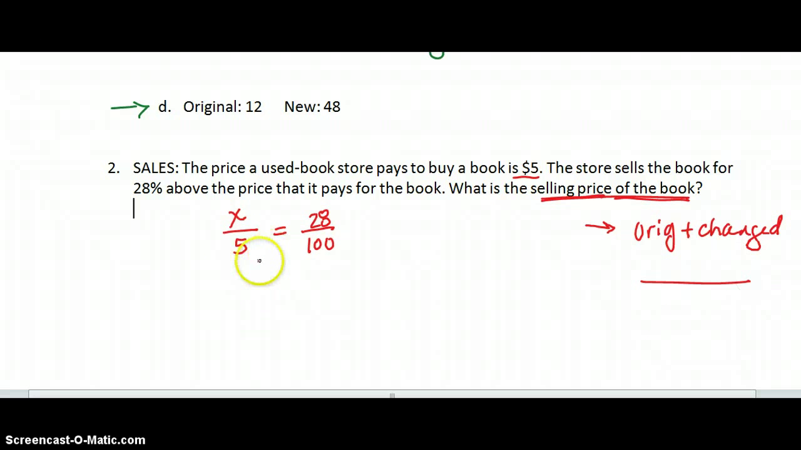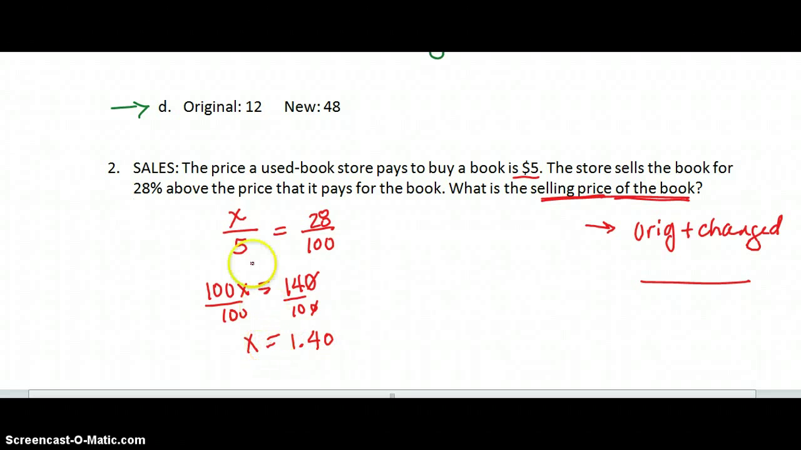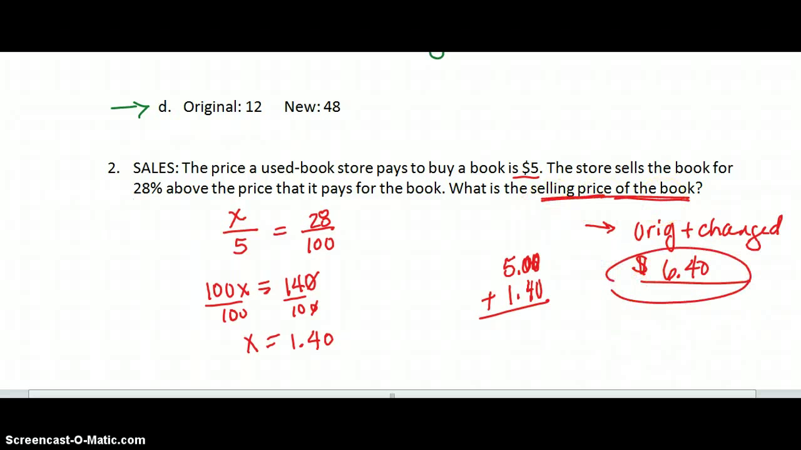Alright, so as we cross multiply here, 5 times 28 is 140. Divide by 100. And x is going to be 1.4, or $1.40. That's how much they mark it up. So our original price was $5, and they mark it up $1.40. $5 plus $1.40. So our new price is $6.40. That's the selling price of the book.